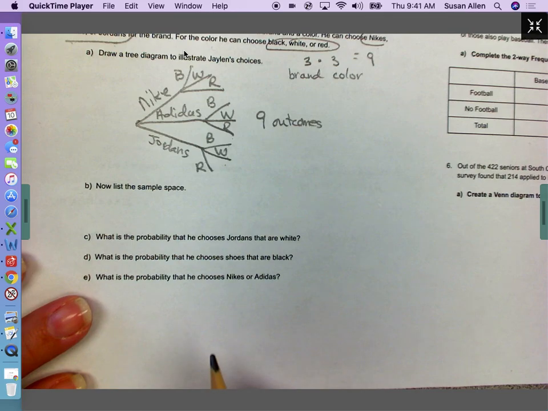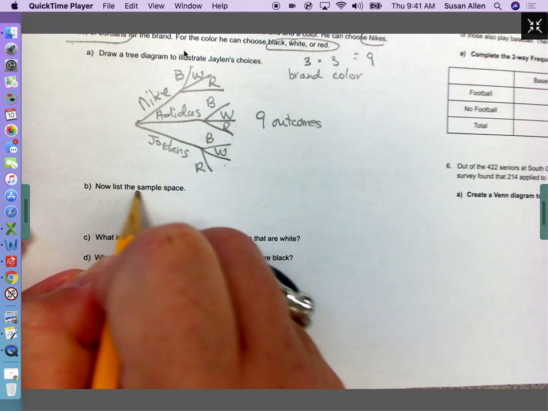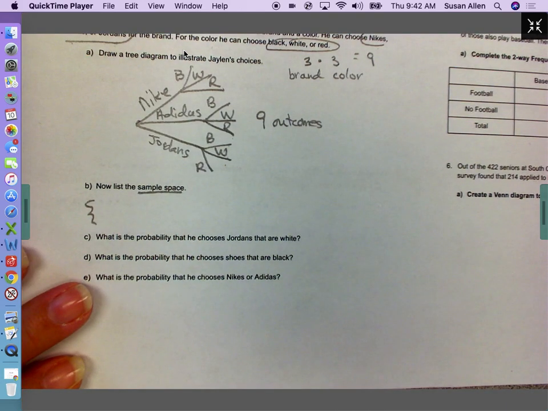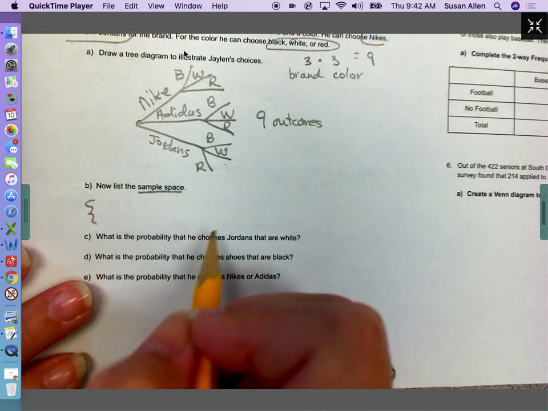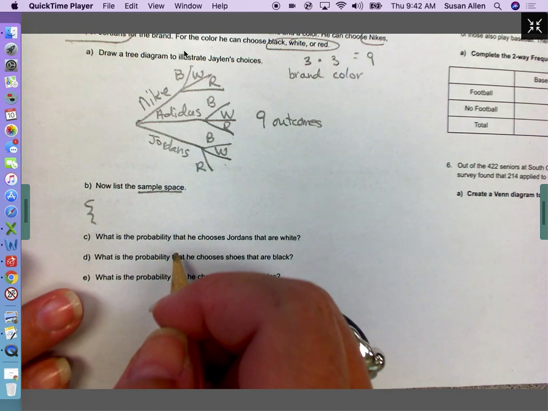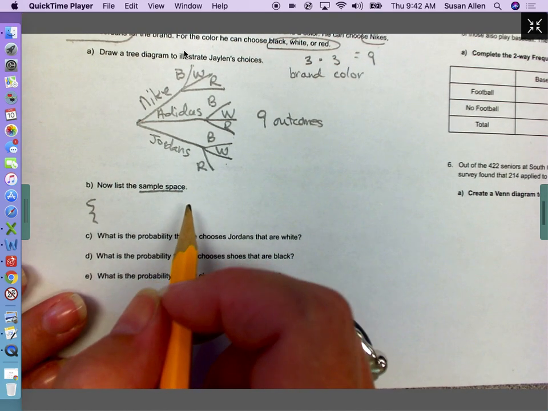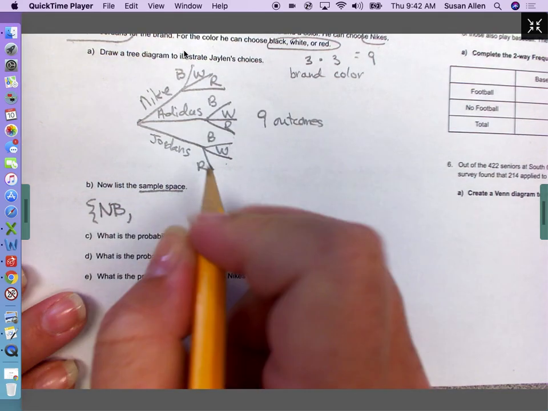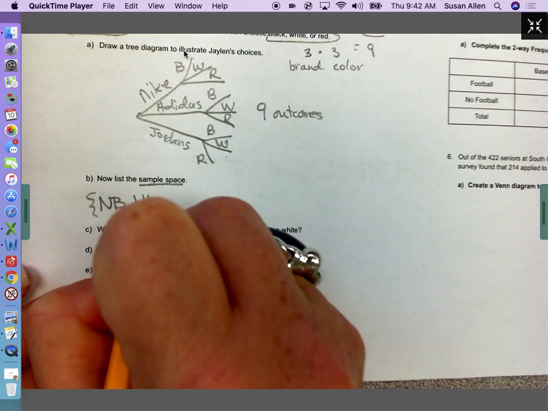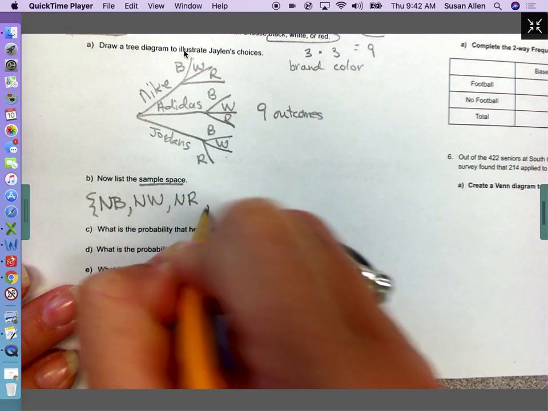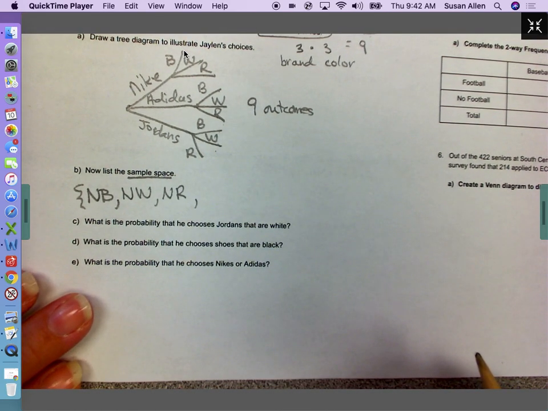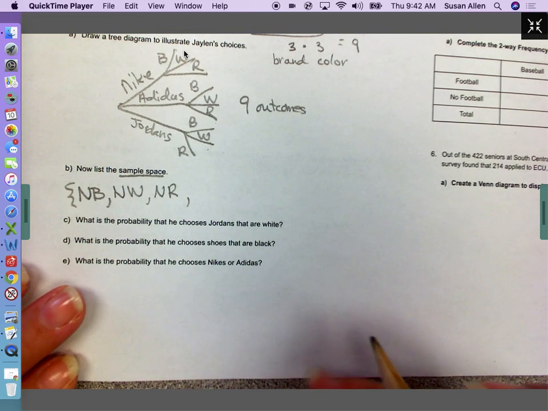If you recall from your vocabulary, a sample space is a list started with a brace and ended with a brace that contains a list of all possible outcomes separated by commas. My first outcome is I could have Nikes that are black. I could also have Nikes that are white or Nikes that are red. So it is acceptable to simply use the first letter of each word to write your sample space.